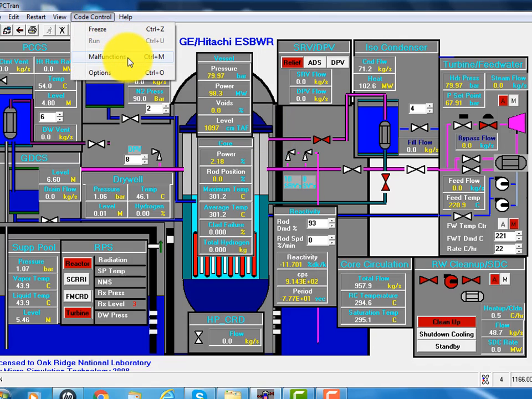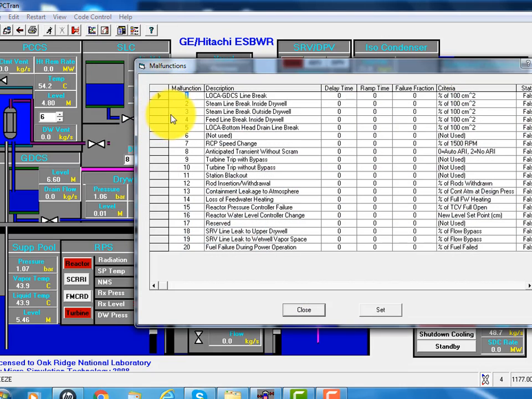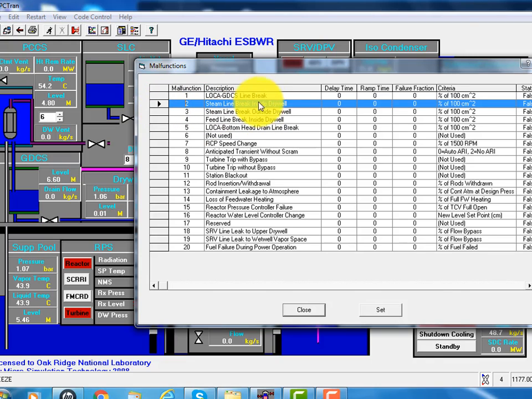But how about if we have a kind of coolant loss? Suppose we have a steam line break. Oh, by the way, this is the malfunction list. There are all kinds of loss of coolant accident, the steam line break, the turbine trip. We already saw that. Station blackout, we already started that. So they're not mutually exclusive. We're doing that one after another now.